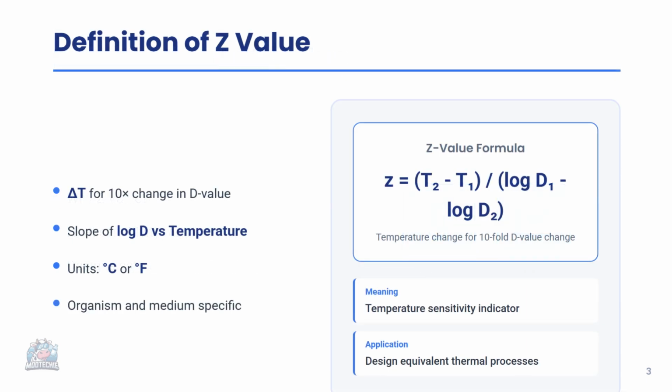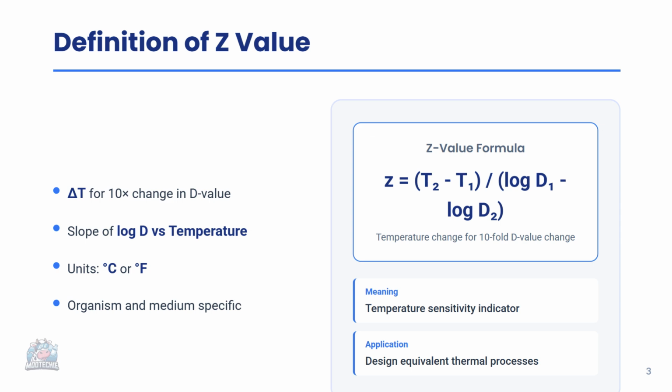Now, let us define the Z value formally. The Z value is defined as the temperature change required to produce a tenfold change in the D value. Mathematically, the formula can be expressed as Z = (T2 - T1) / (log D1 - log D2). This relationship is obtained from the slope of a graph between log D values and temperature. The Z value is usually expressed in degrees Celsius or degrees Fahrenheit.